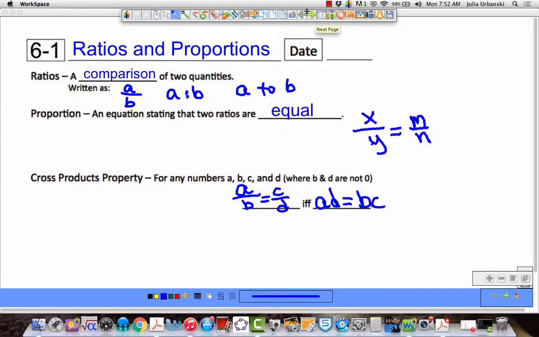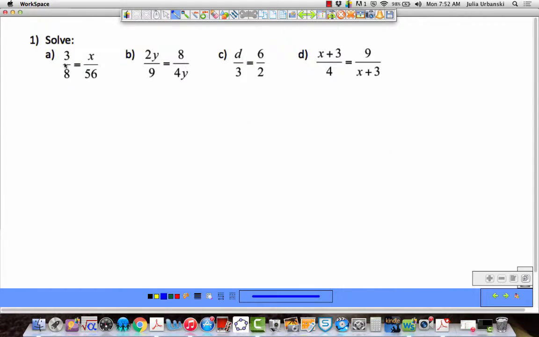All right, let's do some quick review here. Some of these go back to algebraic review problems, but get your calculators. Help me out here. You guys know how to cross multiply, but some of these are going to involve using a little bit more algebra to find what X is.